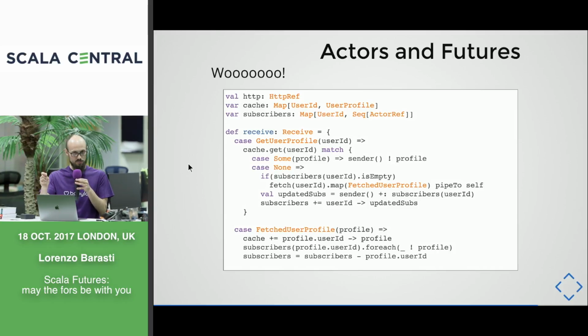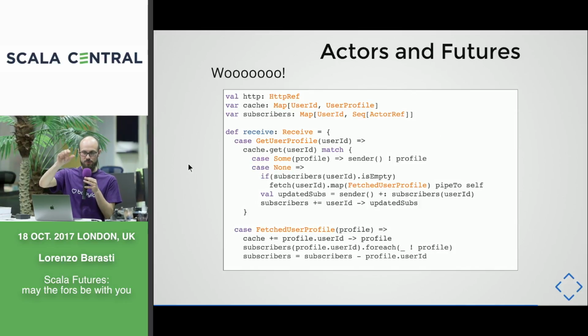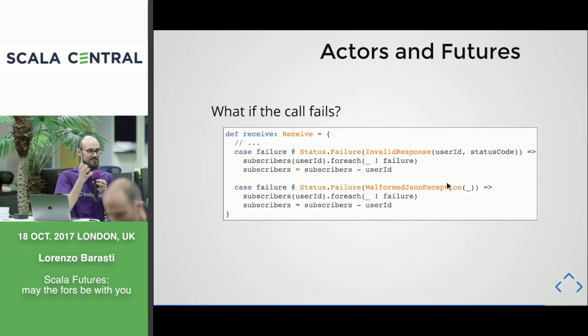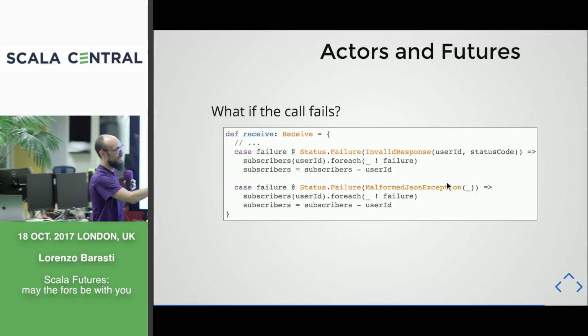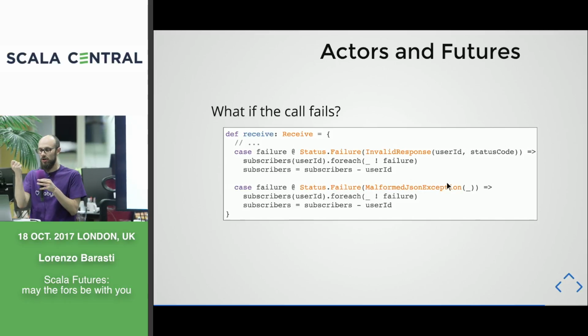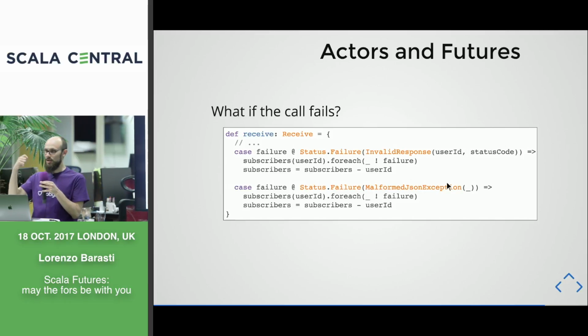When you pipe to, the implementation of pipeTo does a nice thing. If the future you're piping is a success, then everything is going to be all right. You're just going to pipe it to self, and it's going to be the particular type of object you expect, in this case, a fetched user profile. If there was a failure, then you're going to have to handle a status failure. A status failure message is actually a nice message to handle because it contains a lot of information about what went wrong.